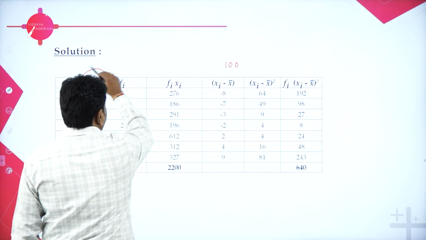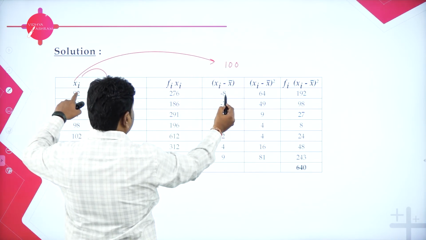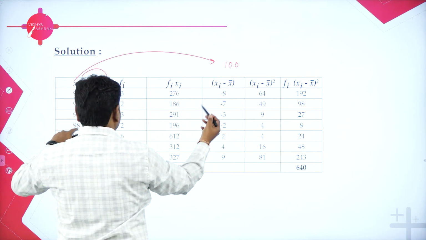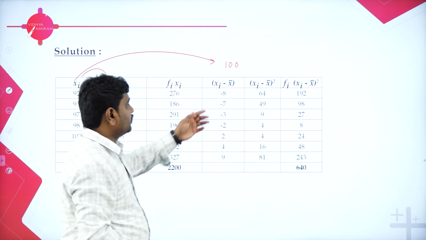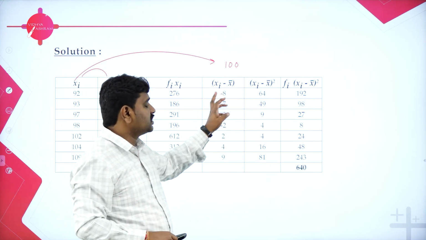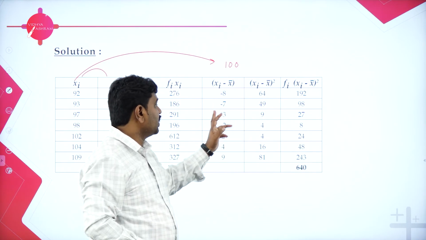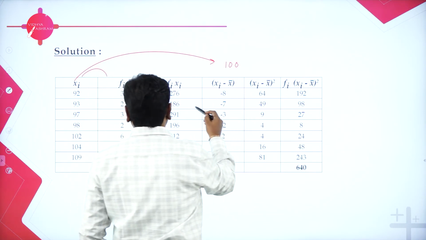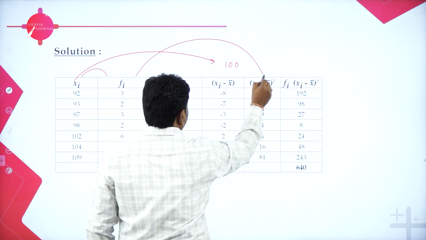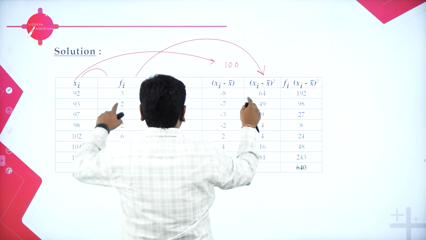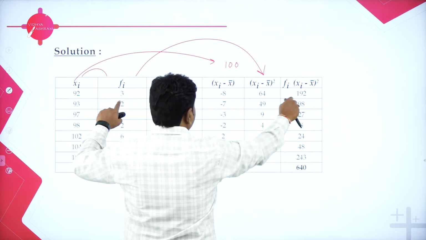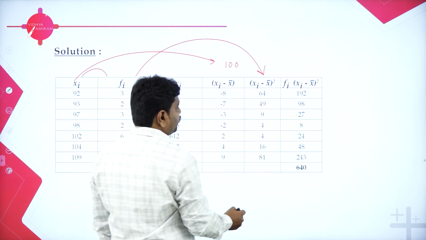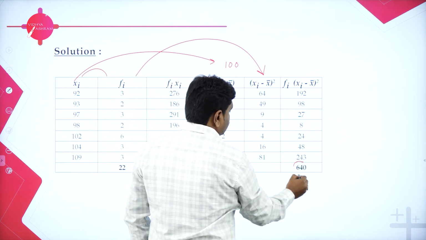Once you get x bar is 100, each observation you subtract from this. That is 92 minus 100, minus 8, 93 minus 100, minus 7, 97 minus 100, minus 3, like that. Then square this, xi minus x bar the whole square: minus 8 square 64, minus 7 square 49, minus 3 square 9, minus 2 square 4, like that. Then you do fi into xi minus x bar the whole square. If you do 3 into 64, 192, 2 into 49, 98, 3 into 9, 27, like this. Then the summation of this gives you 640.